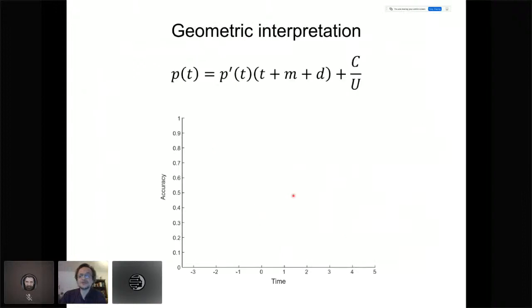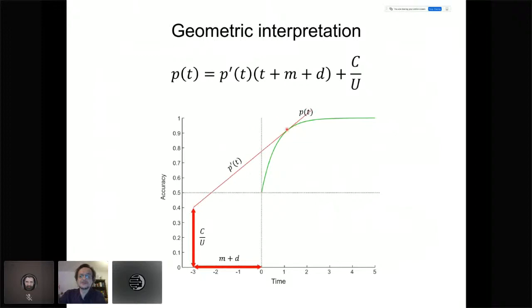And let me show you a geometric interpretation of what this implies for your decision policy. So time zero is going to be here, and chance level is here, 50% if we're doing a two-choice task. So your probability is going to rise from this point. Now I'm going to put M plus D over here, and I'm going to put C divided by U over here. Then I'm going to draw a tangent line from this point to this function and identify this point here, which will now give me the time spent deciding.